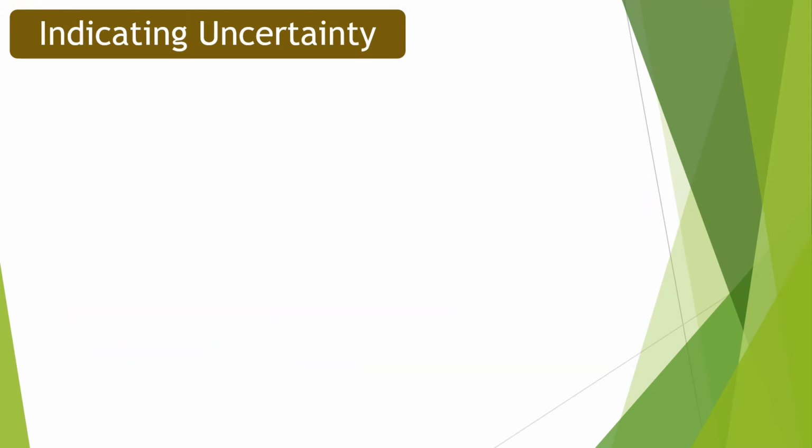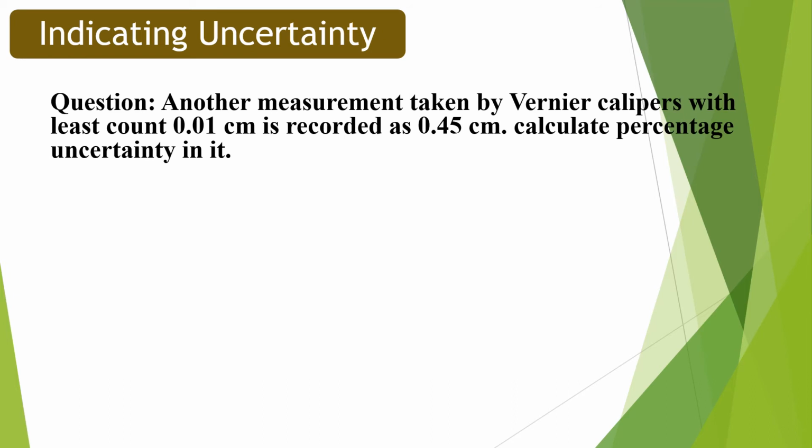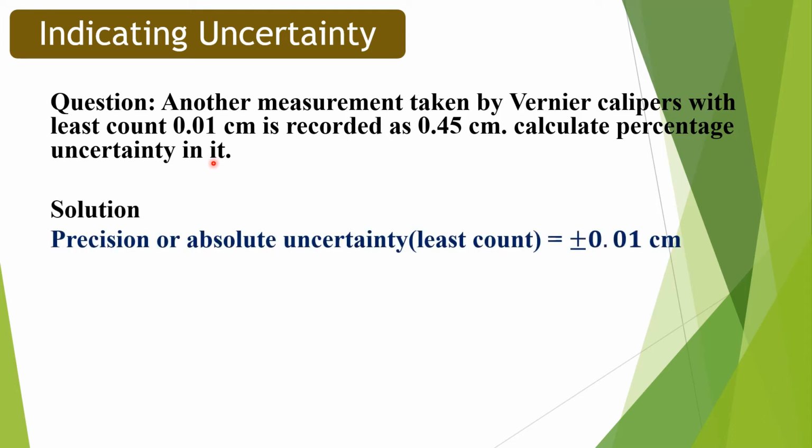Let's see another example. Another measurement taken by vernier calipers with least count 0.01 cm is recorded as 0.45 cm. Calculate percentage uncertainty in it. Solution. As we know that precision, or absolute uncertainty, or magnitude of uncertainty is the least count of the measuring instrument, that is equal to plus minus 0.01 cm.